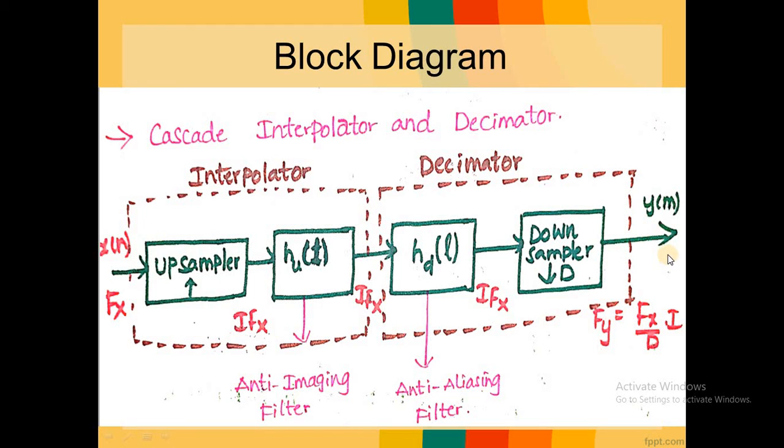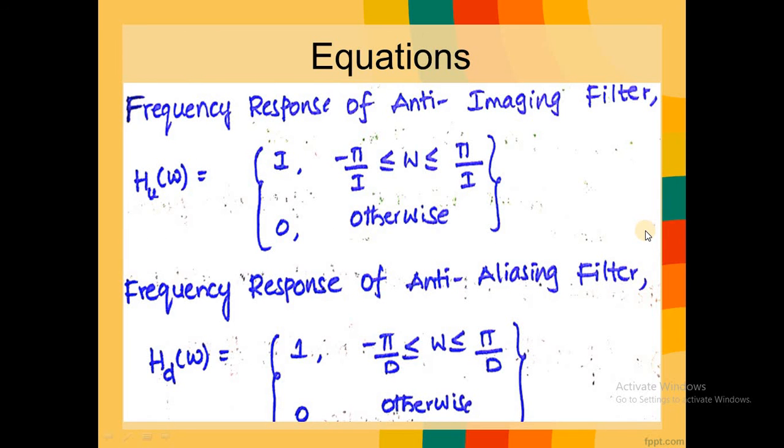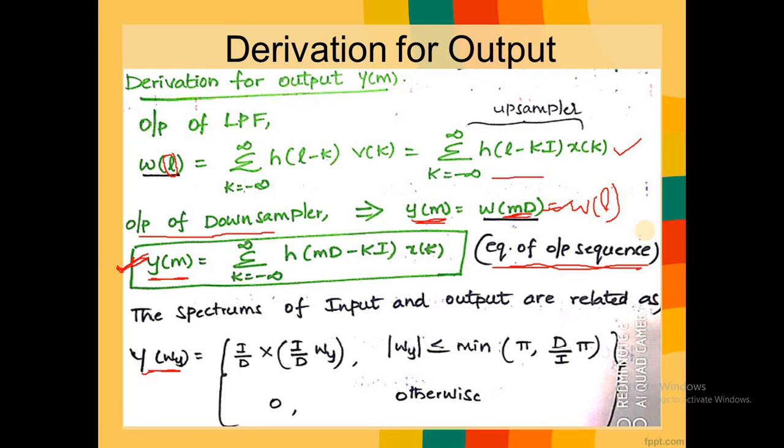Our ultimate aim in this particular topic is to derive the output equation for y of m. That's why we are considering three equations: the frequency response of the anti-imaging filter, the anti-aliasing filter, and this combined equation. For the output derivation, we are considering the output of the low pass filter, the output of the upsampler, and the output of the downsampler. This is the final output sequence equation. We can also write that the spectrums of input and output are related as given, and by using this relation we can relate the spectrums of inputs and outputs. I hope you have understood the concept. Okay, thank you.